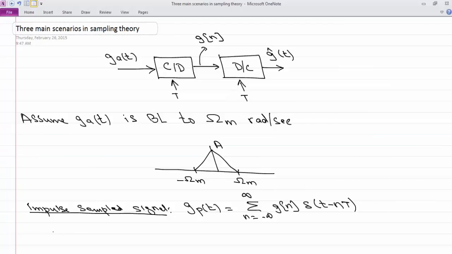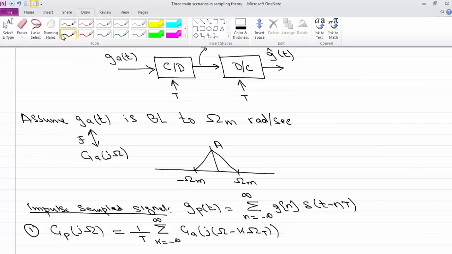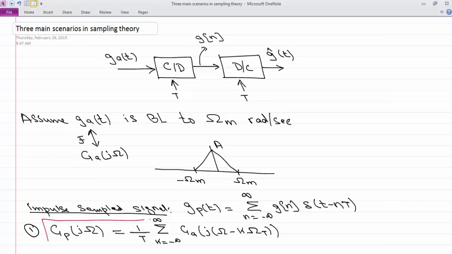And if you look at the Fourier transform, the first main equation that you should always keep in mind is that the Fourier transform of this impulse sampled signal is given by periodic repetition. So if the Fourier transform of my original signal is G_a(j omega), what we get is a periodic repetition of our original signal, G_a(j(omega minus k omega_T)). So the gap between 2 copies or multiple copies is 2 pi over T, and the scaling is 1 over T. So that is one of the key results that is repeated again and again.